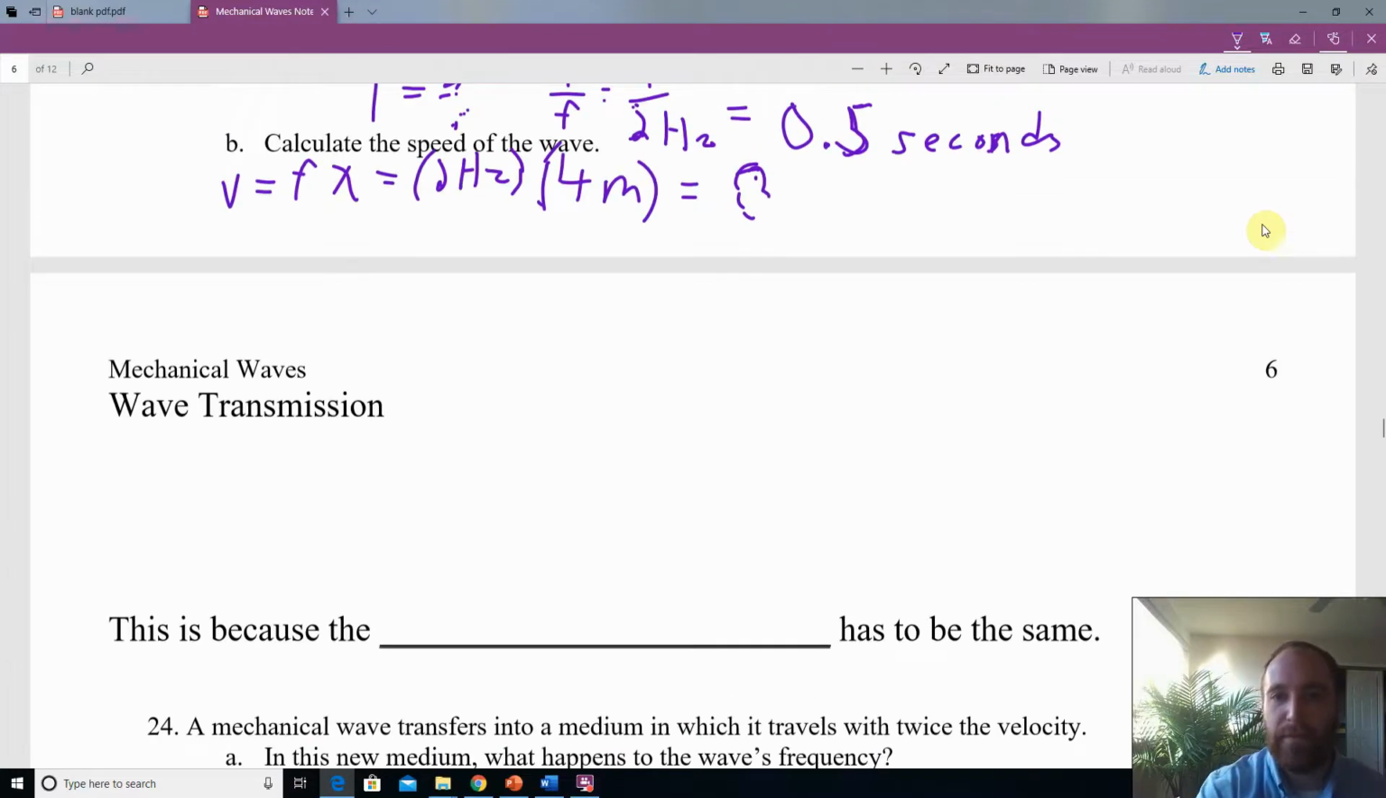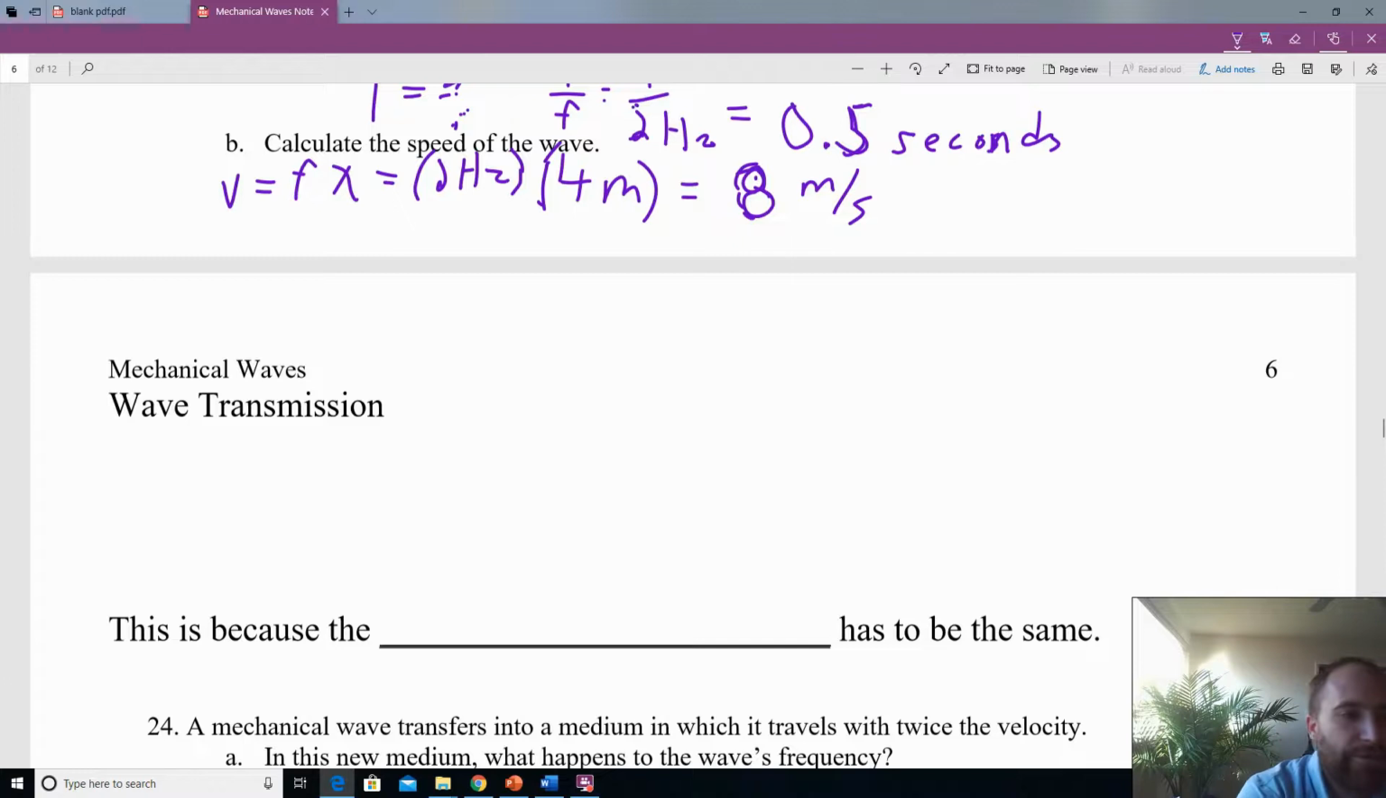8 meters per second. Our final answer. Alright, I kind of ran through that, but it's a nice simple equation. We've been doing physics for three-quarters of a year by now. We should be okay with that.